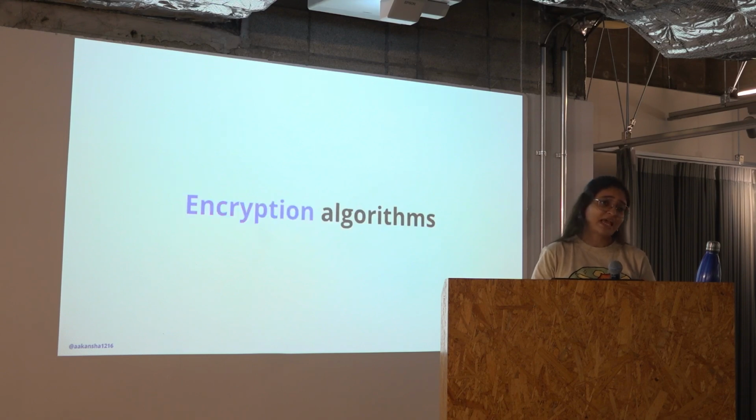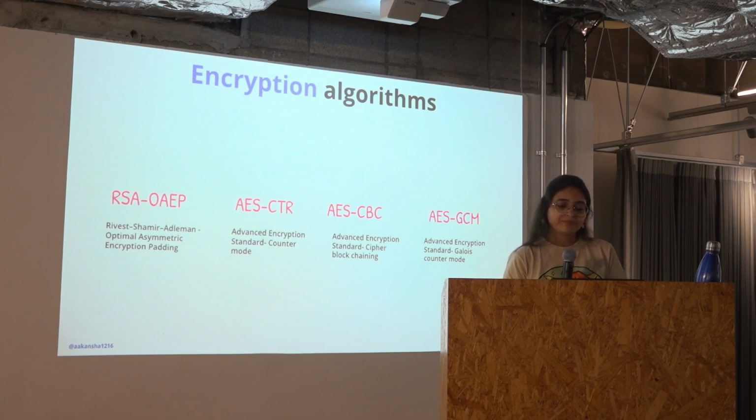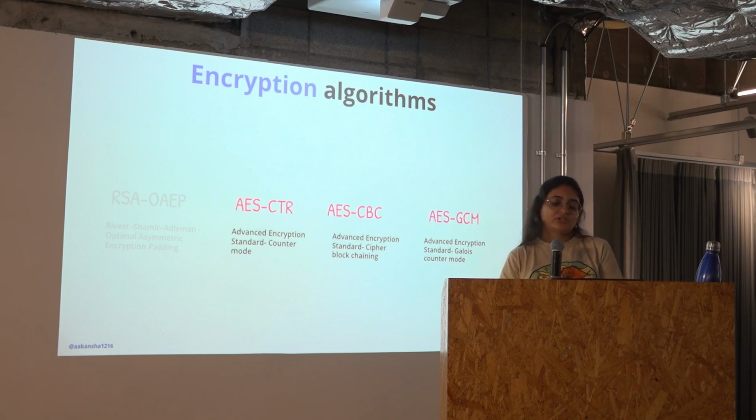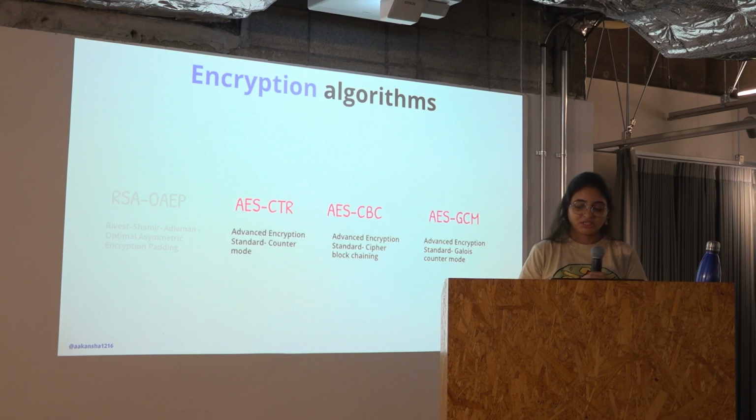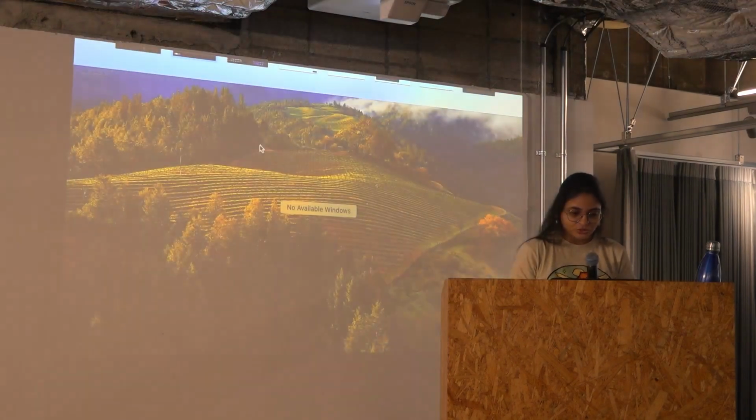Now let's look at the encryption algorithms which are supported. So these are the algorithms which are supported. RSA is an asymmetric key algorithm, whereas AES is a symmetric key algorithm. So I'm going to cover AES in my talk, and there are three different modes when it comes to AES. AES basically stands for Advanced Encryption Standard, and the modes are counter mode, cipher block chaining, and Galois counter mode. So let me show you a quick demo so that you can understand the difference between the various modes and which one you should be picking. So let's go to the demo.